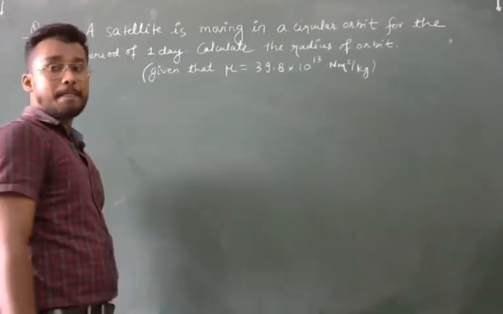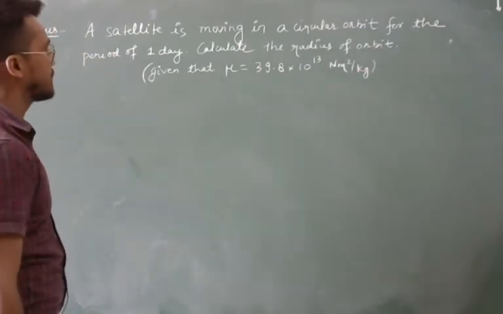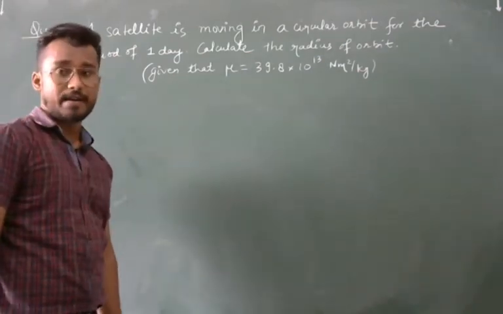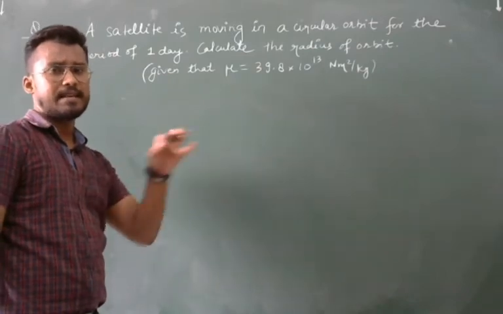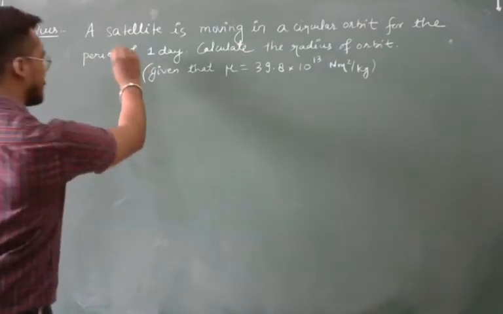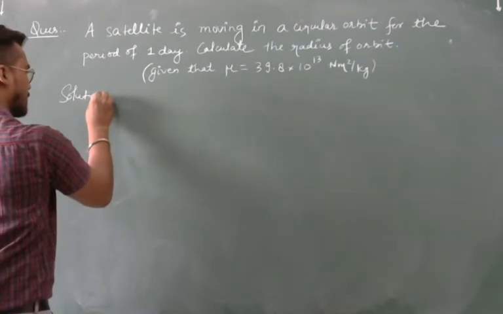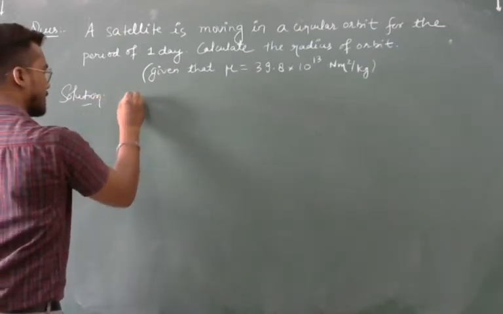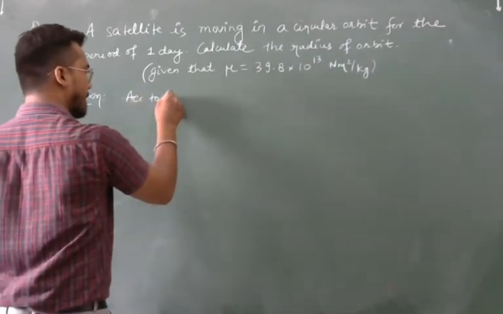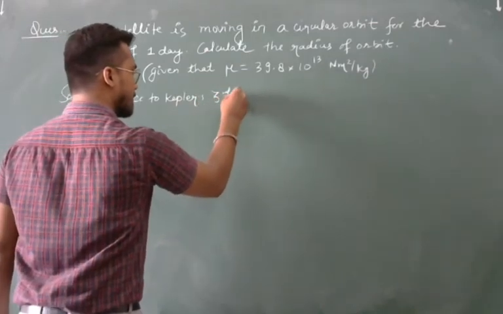Dear students, the given data is the time period, that is 1 day. And what is being asked is the radius of that orbit, that means simply a value is being asked. So simply you can apply Kepler's third law.